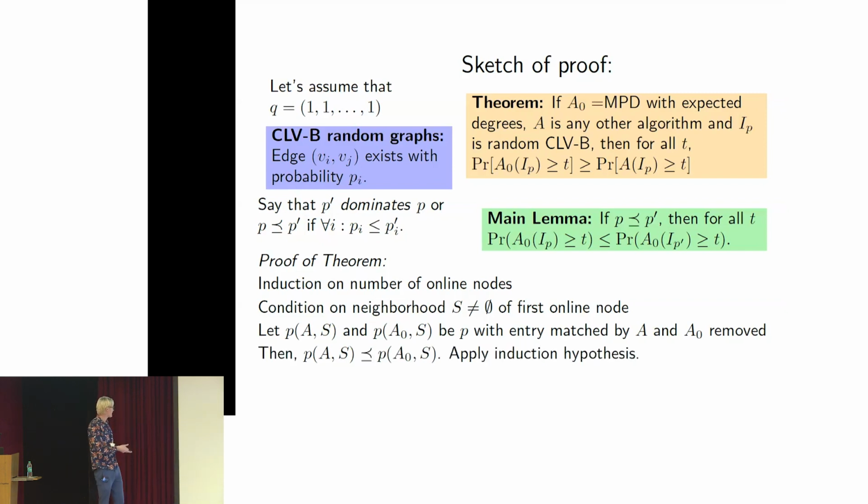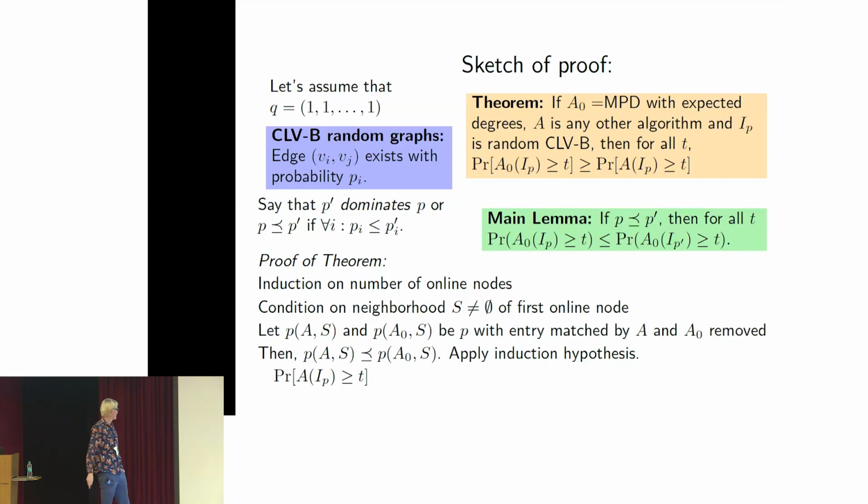What's the main observation is that since A naught, min predicted degree, removes the minimal element, we will have that, after the two algorithms run on the first neighborhood, this dominance will hold. So the remaining degree vector for min predicted degree will dominate the one for the other algorithm. Now we can apply the induction hypothesis combined with this lemma.